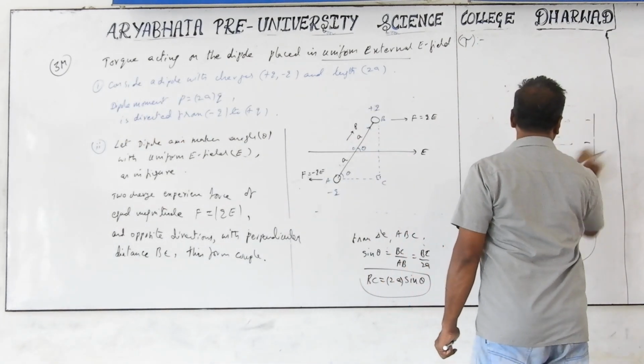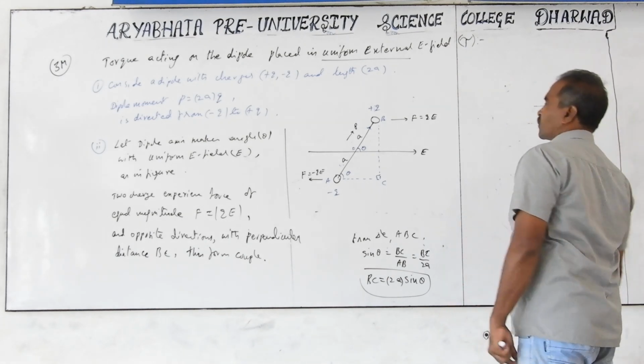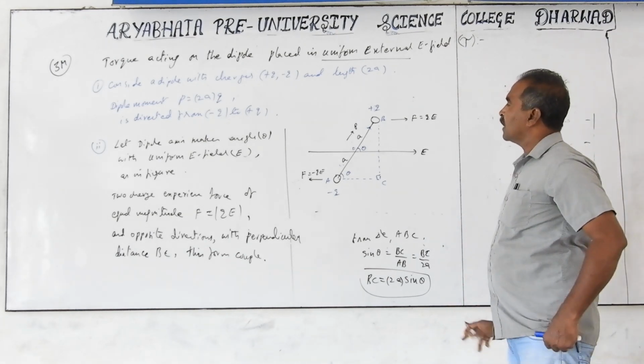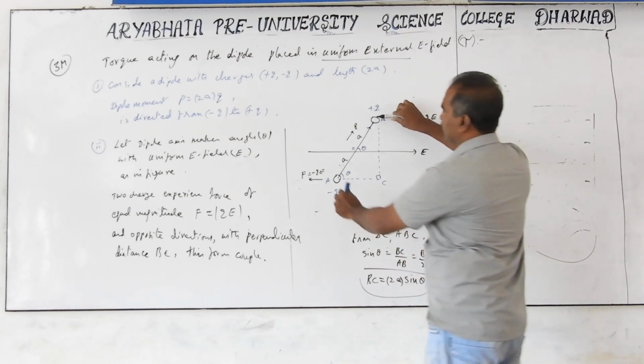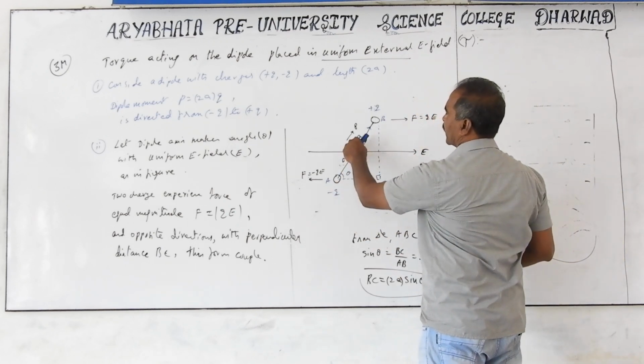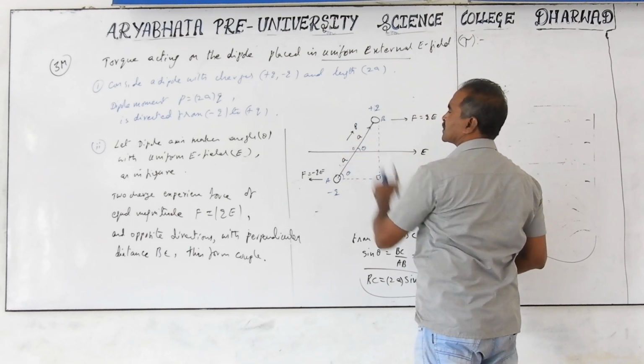What is the effect of a couple? The effect of a couple is rotation. How long does it rotate? Until the force becomes zero, that means until it becomes parallel to the field and theta becomes 0. It rotates like this until theta becomes 0, and then it stops.